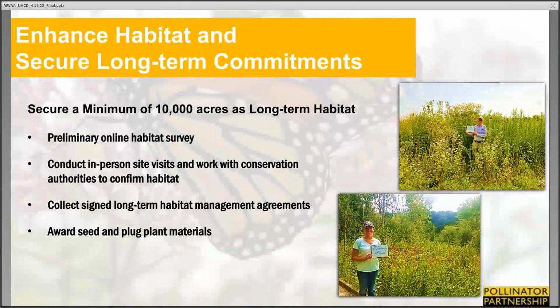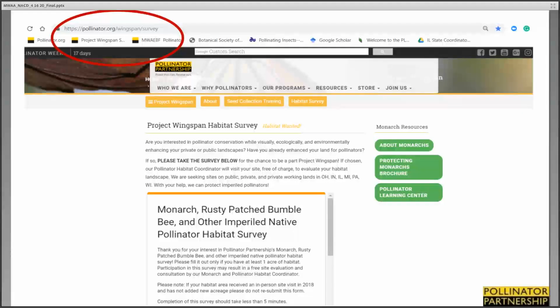So we do have, of course, the goal of collecting or impacting 10,000 acres of long-term habitat. We have an online habitat survey that you can fill out if you feel that you may have a collection location or a project location that could receive plant material. Again, we do have these in-person site visits that hopefully will happen this year, and we do, with all of these, hope that the landowners will keep the habitat in place for at least 5 years.